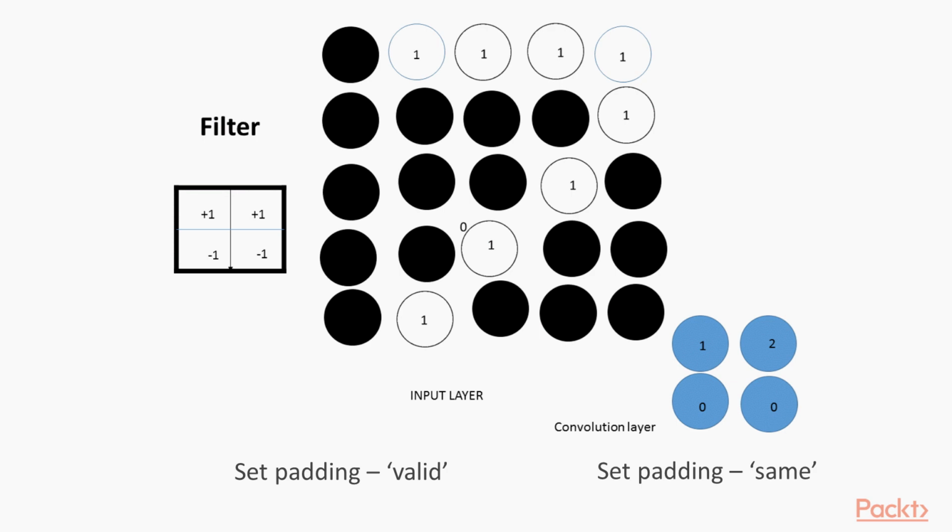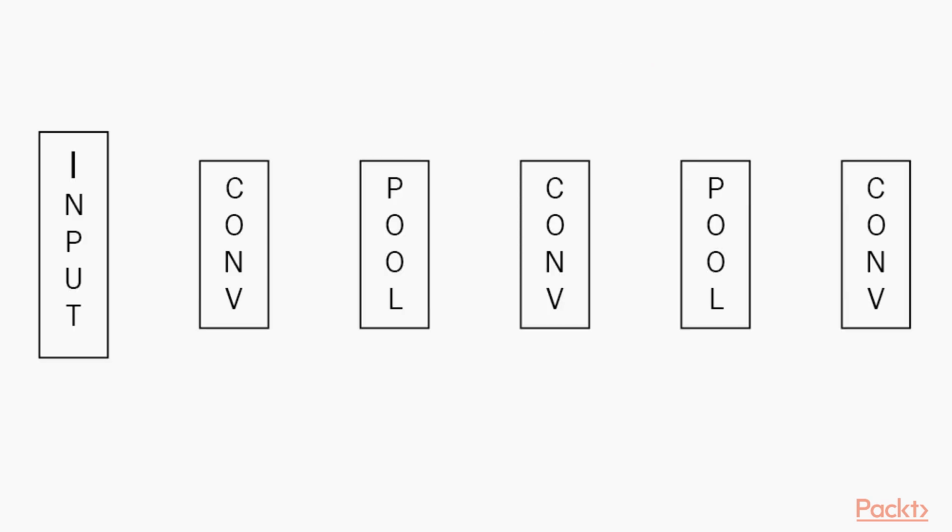If the filter extends outside of the image, then we can either ignore these unknown values or replace them with zeros. This is known as padding. In Keras, we can set padding equals valid if it is acceptable to lose a few values. Otherwise, set padding equals same. A very simple convnet looks like this.